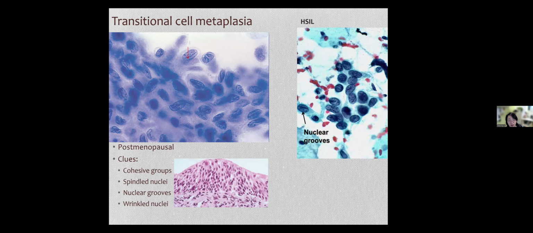Transitional cell metaplasia is a benign entity. It occurs normally in post-menopausal women and can mimic HSIL because those cells appear very grooved, but they normally have slightly spindled nuclei and wrinkled nucleoli, and the chromatin is not that coarse and dark. In contrast, the HSIL is on the right-hand side.